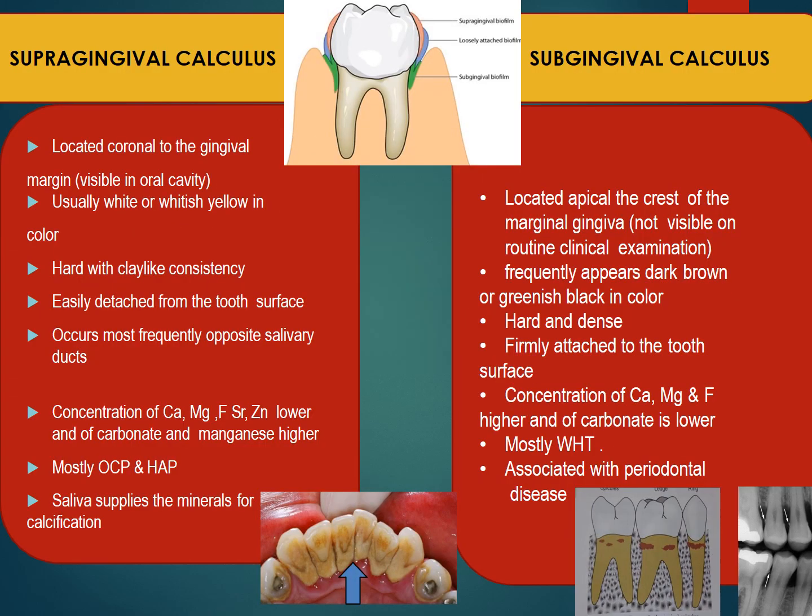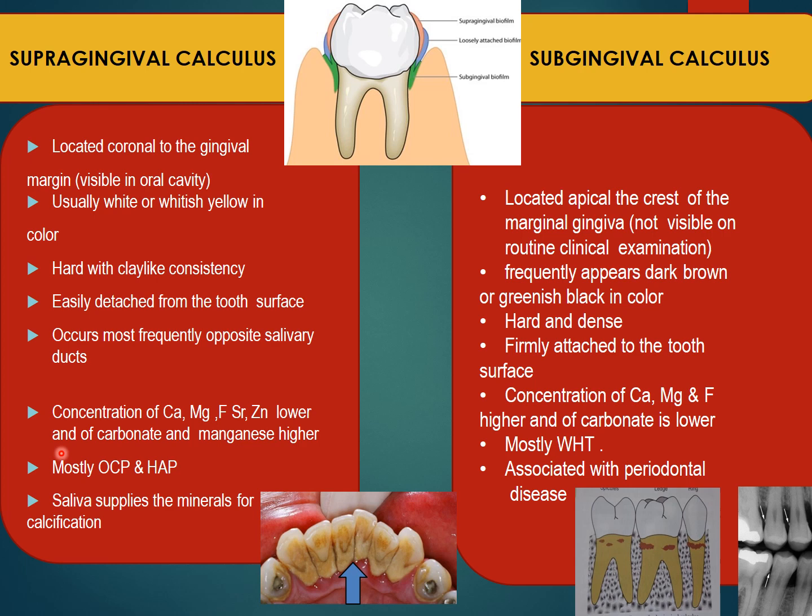Coming to the differences between supragingival calculus and subgingival calculus. They generally occur together, but one may be present without the other also. This can be detected by careful tactile perception with a delicate instrument called an explorer. So coming to the differences between salivary calculus, that is supragingival calculus, and subgingival calculus.